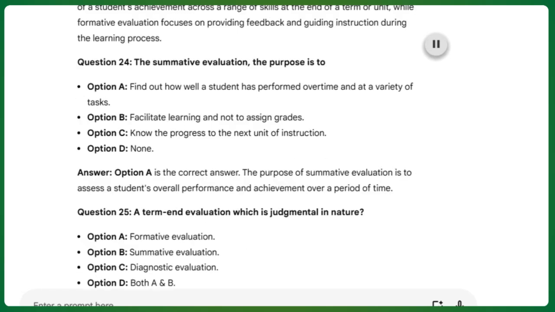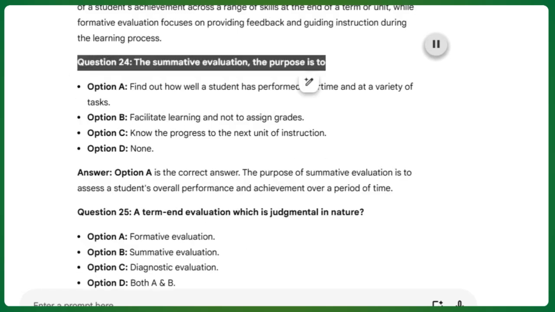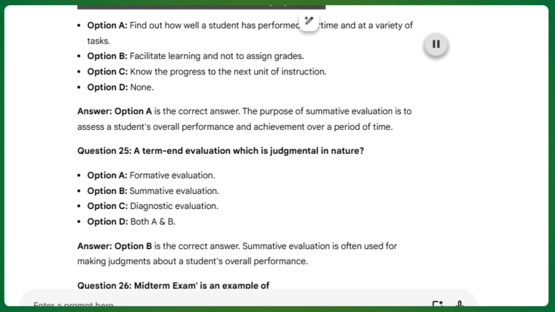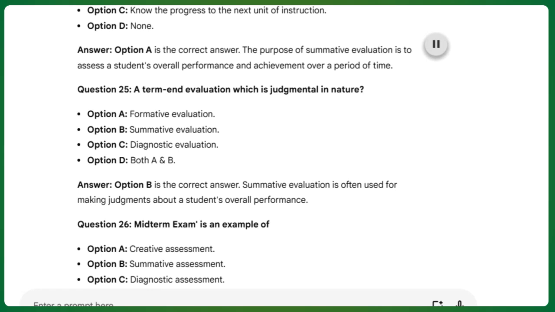Question 24. The summative evaluation, the purpose is to Option A. Find out how well a student has performed over time and at a variety of tasks. Option B. Facilitate learning and not to assign grades. Option C. Know the progress to the next unit of instruction. Option D. None. Answer. Option A is the correct answer. The purpose of summative evaluation is to assess a student's overall performance and achievement over a period of time.